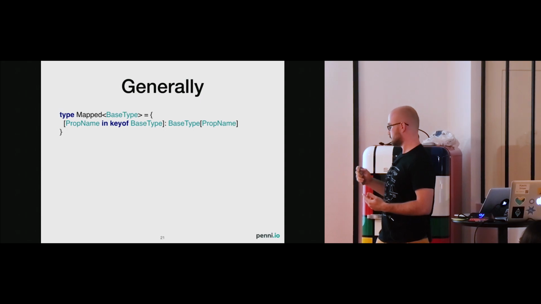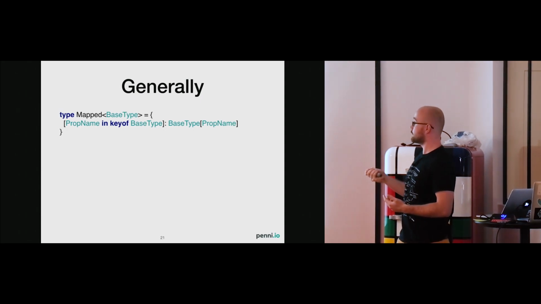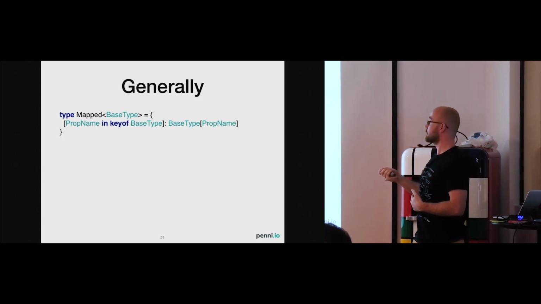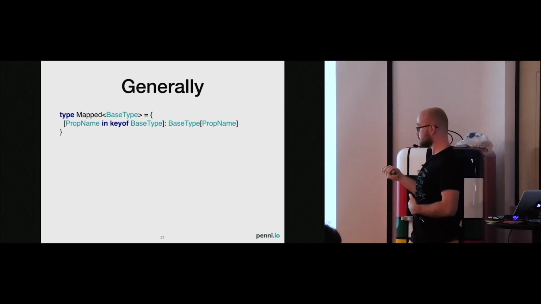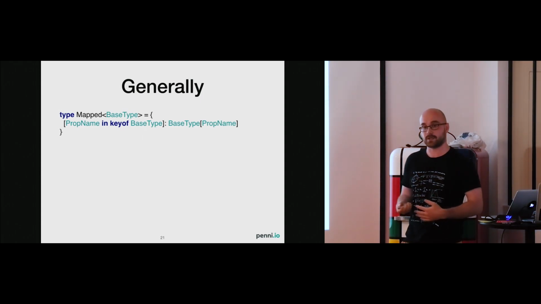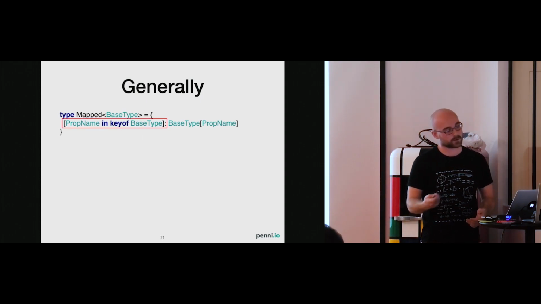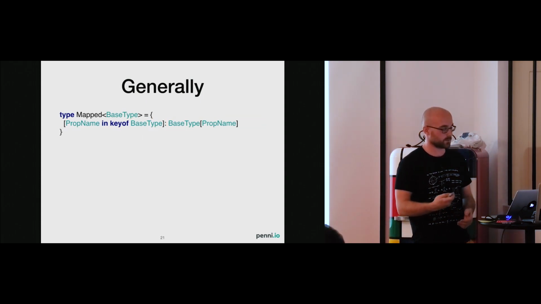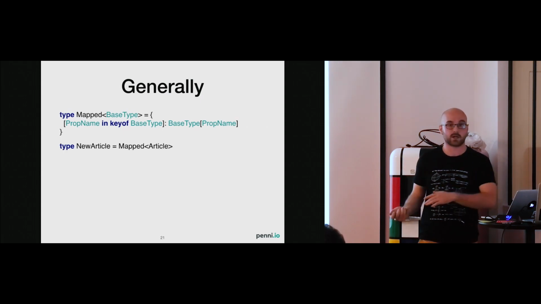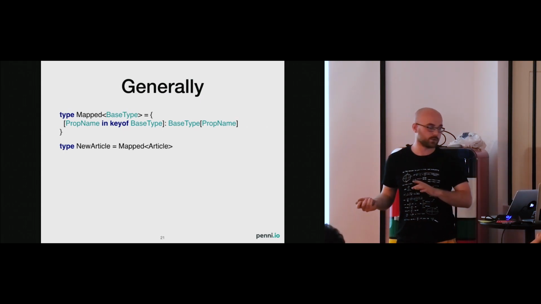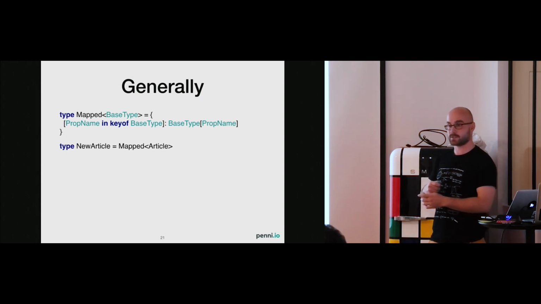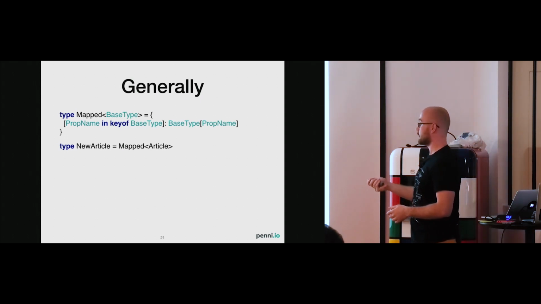Essentially we're doing exactly the same. We're saying iterate over the properties of the base type and assign the same type in the new type as in the old type. To show how to use that, talking through the syntax again, this is how we would define the new article type from the previous slide, just by specializing the map type.